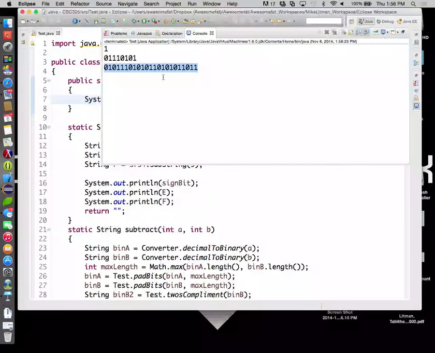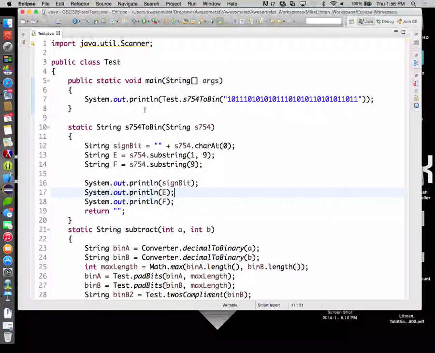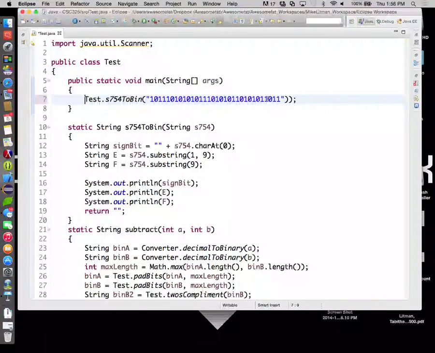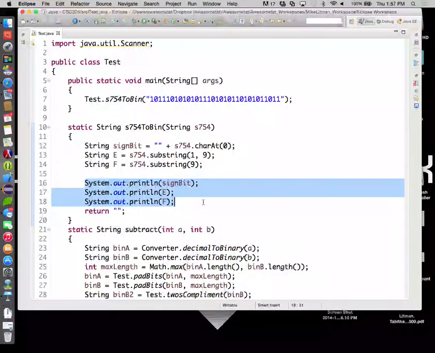And let's just, huh? You didn't need to print it out in main. You're right. This was a waste of time. I just printed out the empty string. This guy did all the printing. Maybe that's why I didn't put the closing parenthesis on there. All right, so we're getting our right values here. Sign bit, E and F are all the right values. So now we've got to do something with those.